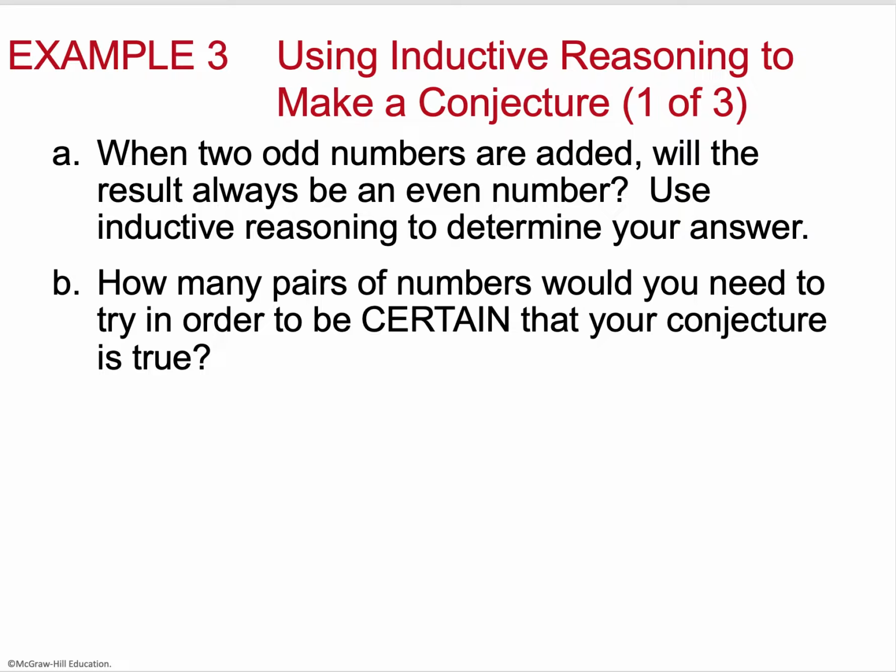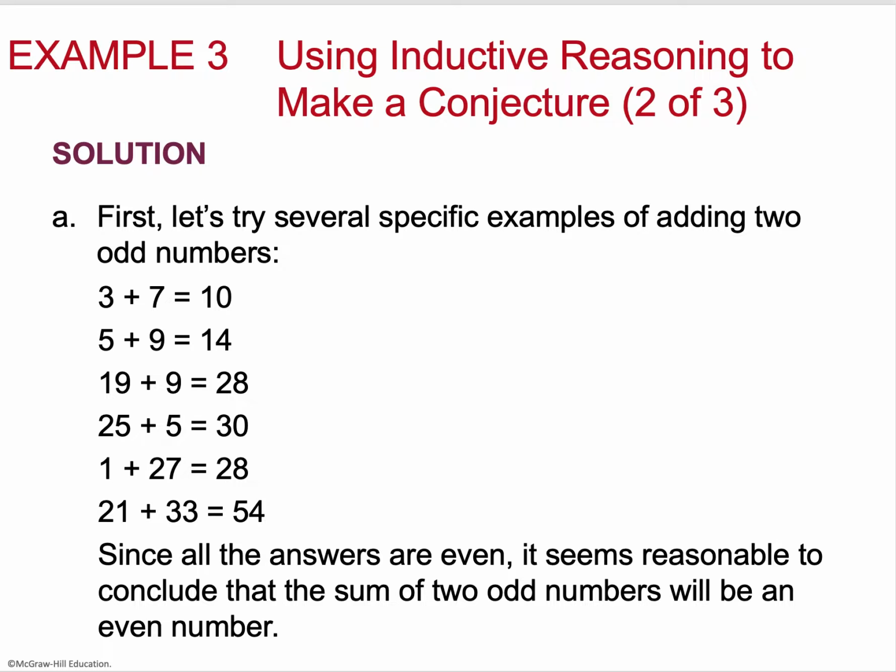So how would I use that to make a conjecture? Previously I was giving a concrete answer. Now I want to make a conjecture. When two odd numbers are added, will the result always be an even number? The way that I would want to use inductive reasoning here is to make observations of a pattern. And then part B, how many pairs of numbers would you want to try in order to be certain that it's true?